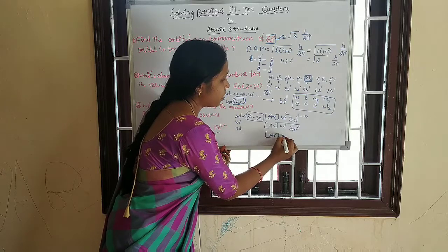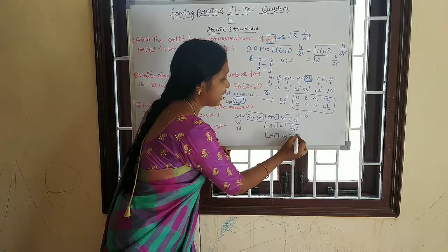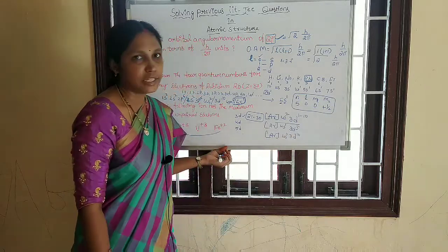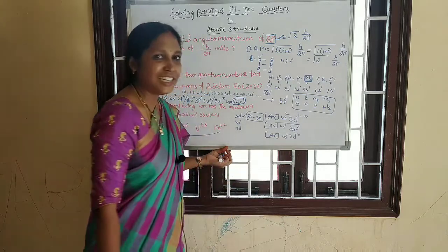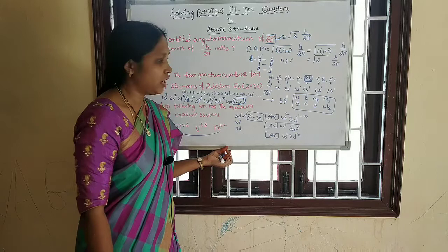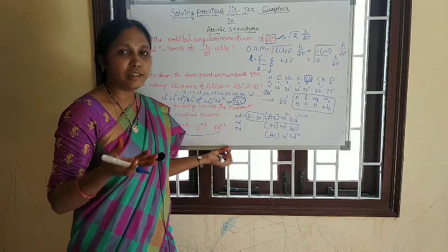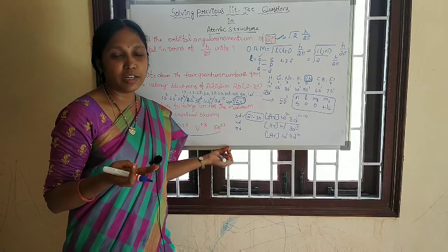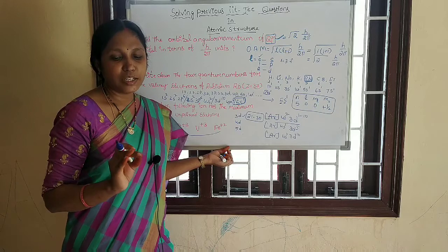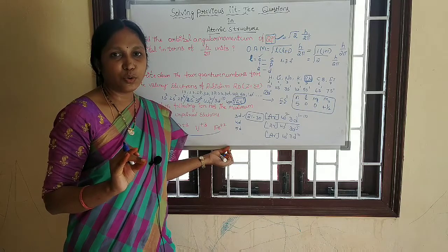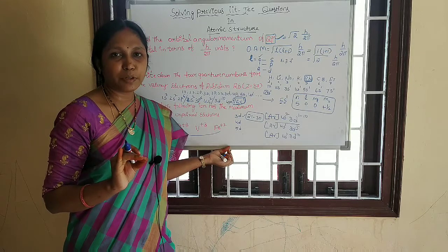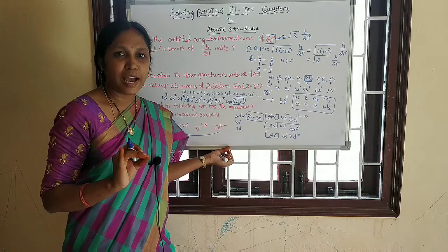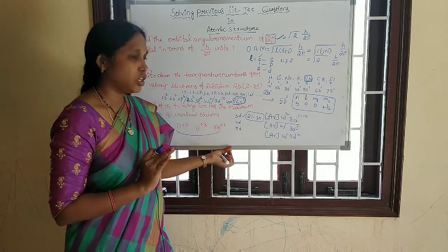Next, copper also has 4s1 3d10. Actually it is 4s2 3d9, but due to stability the s electron jumps into d and forms a 4s1 3d10 configuration. So remember these 10 elements at your fingertips: scandium d1, titanium d2, vanadium d3, chromium and copper, chromium 5, next manganese 5, iron 6, like that you will remember.